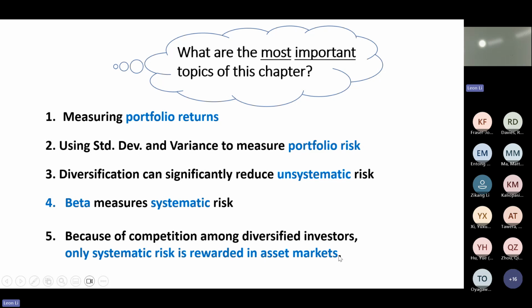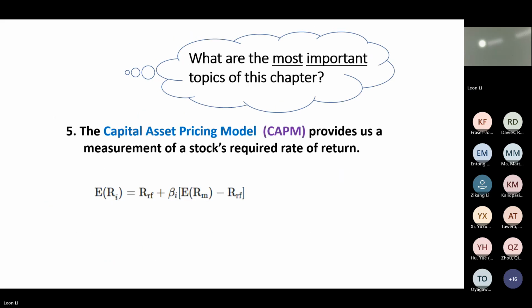We always say high risk, high return, low risk, low return. But now you have to know high systematic risk, high return. The CAPM model provides us a measurement of the stock required rate of return.